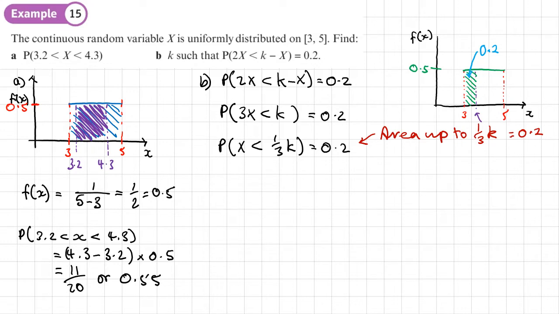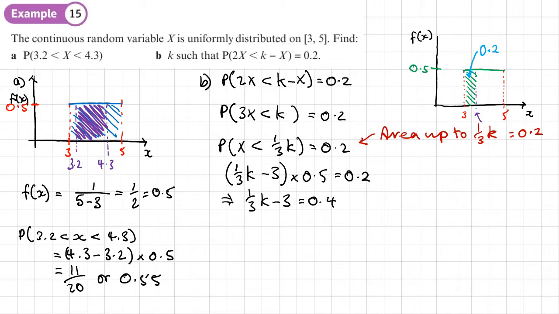So let's write this statement down. So basically what we're doing is the width, 1/3 k minus 3, times the height, which is 0.5, is equal to 0.2. And now we can solve this to work out what k is. So that will give us a third k minus 3, times both sides by 2, equals 0.4. Then we add 3 to both sides. So a third k equals 0.4 plus 3, so 3.4. And then k will equal 3.4 times 3. And that will give us k equal to 10.2.